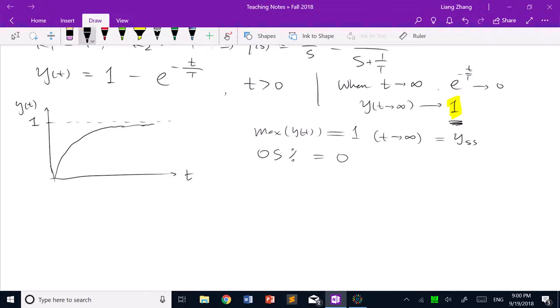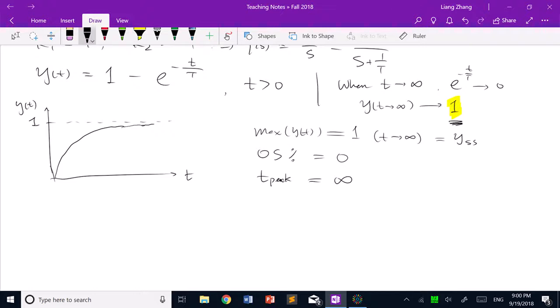In the graph, it's very straightforward, very intuitive, because it doesn't go above the steady state level, so there's no overshoot at all. Now, if there's no overshoot, what about the peak time? How much time does it take to reach the maximum? In the graph, it's clear it takes an infinite amount of time for the curve to reach the steady state, or the maximum value 1. So t peak will be infinity.